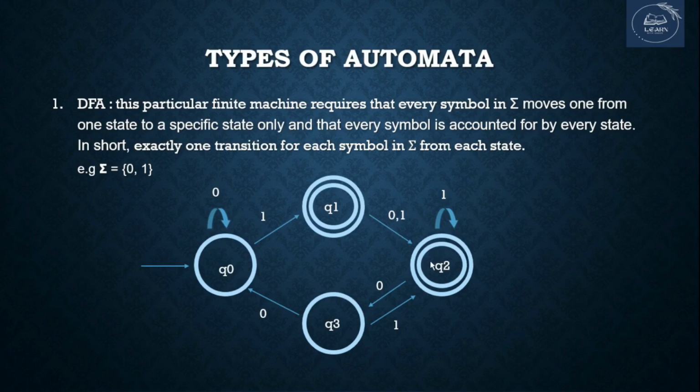Same thing for Q2. 0 is going to Q3 and no other states, and 1 is going to Q2 and no other states. It has accounted for 0 and it has accounted for 1 as well. Going back to Q3, 0 is going to Q0 and no other states, and 1 is transitioning towards Q2 and no other states. So that is exactly what the DFA is. Each of these states must account for the symbols in our alphabet, and they must account for them for only one state. Meaning if I'm accounting for 0, I'm only accounting for it for one state, and if I'm accounting for 1, each state is accounting for it for only one transition. So let's move on.